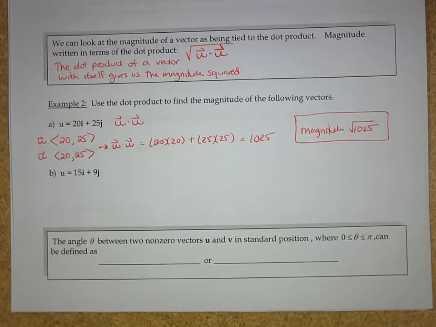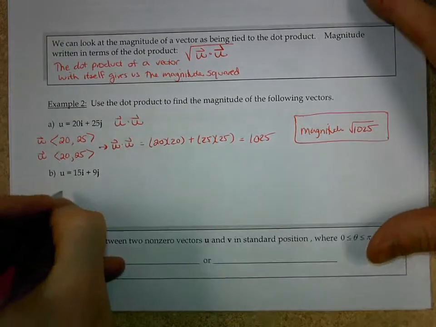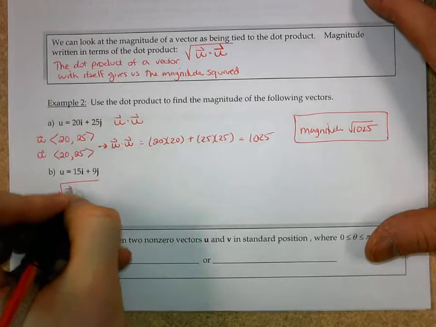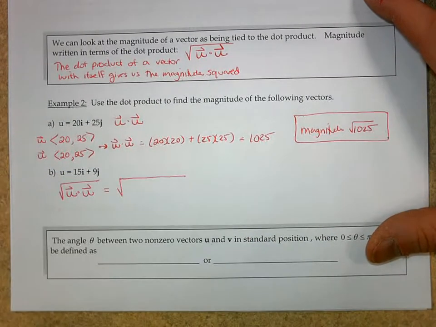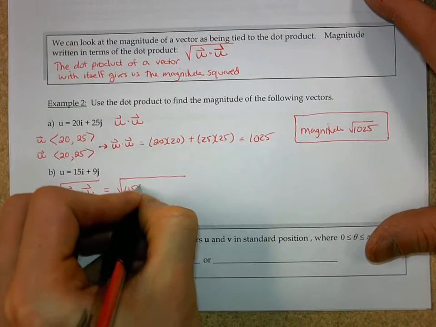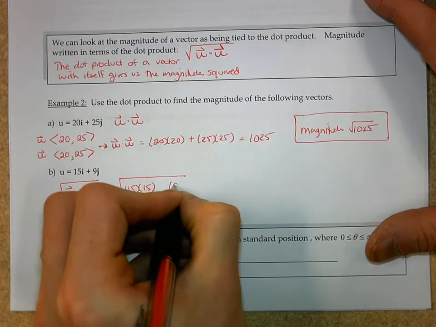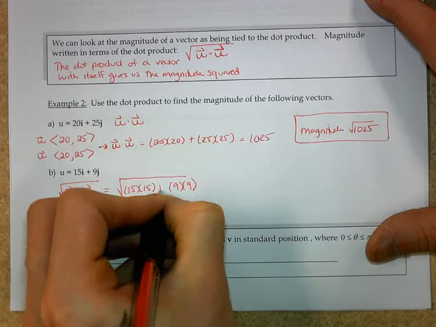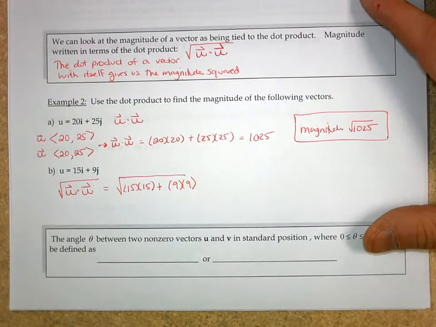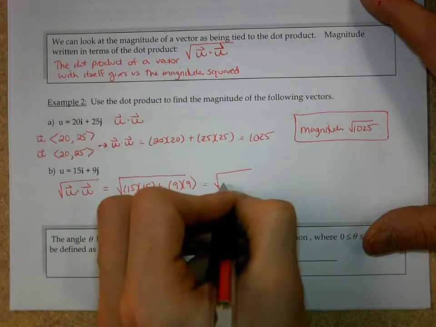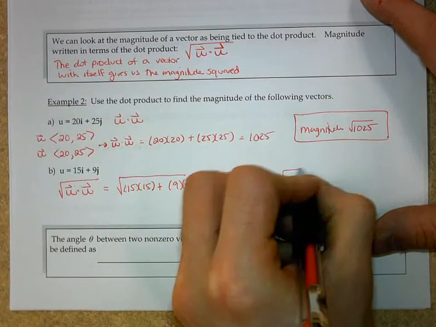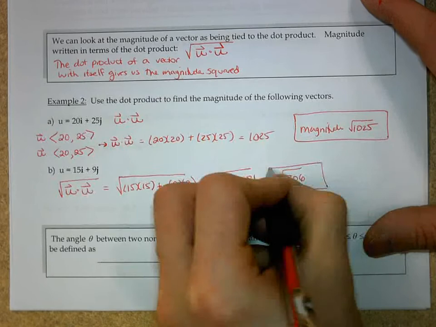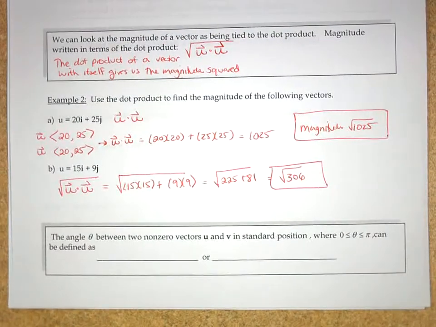So here with letter B, if I want to find the magnitude using the dot product, I'm going to take the square root of u dot u, which is the square root of multiplying the x components, multiplying the y components, and then adding the result together, which is going to be the square root of 225 plus 81, which will be the square root of 306.